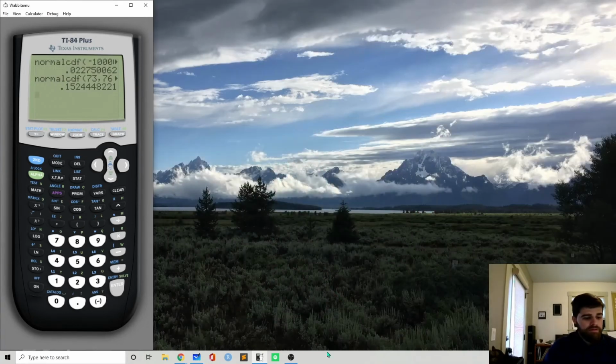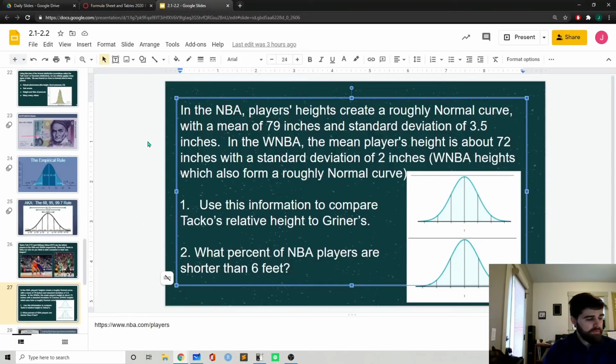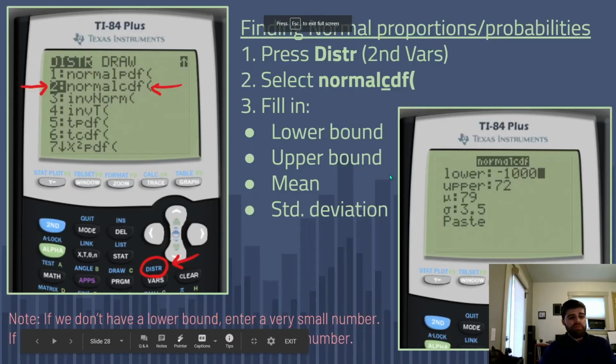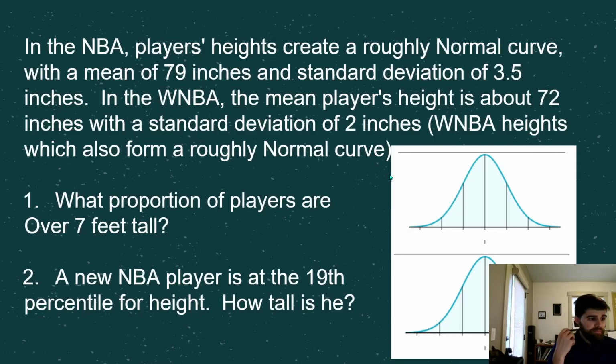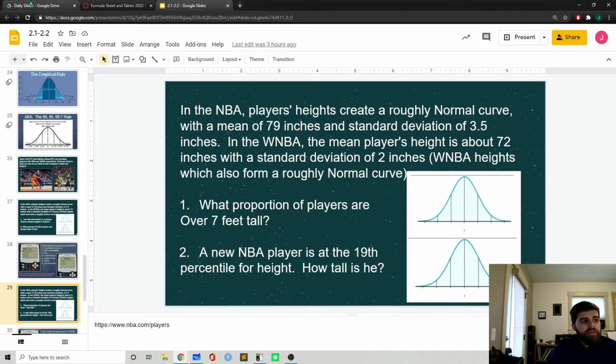All right, so the next thing I want to look at. You'll find these instructions embedded in the slides. You can come back to look at those. What if we wanted to ask a question like, what proportion of players are over 7 feet tall? We already know how to do that one. Here's a new type of question. A new NBA player is at the 19th percentile for height. How tall is he? We can answer this question with a calculator as well.